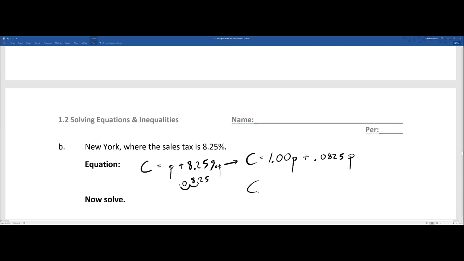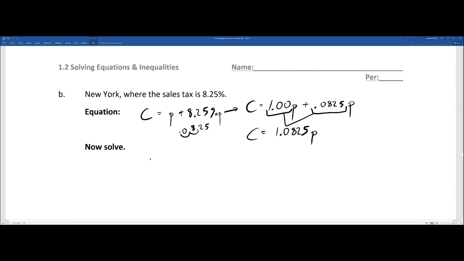Combine like terms. So our cost will be 100% plus that 8.25%. So whatever our price is, we have to multiply it by 1.0825. So we just combine 100% of whatever our cost is to 8.25, and we combine it as our coefficient for our price.